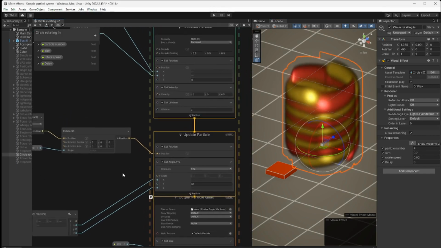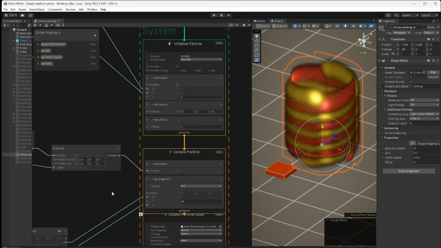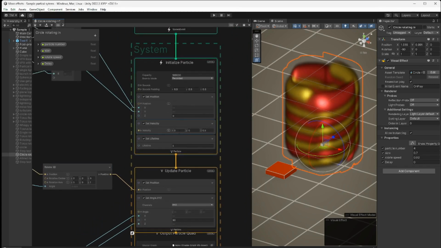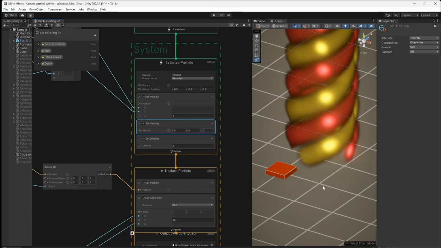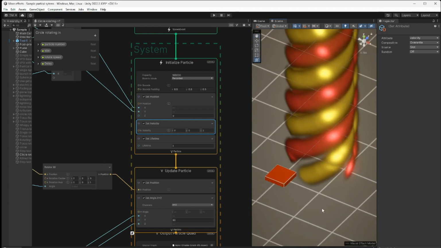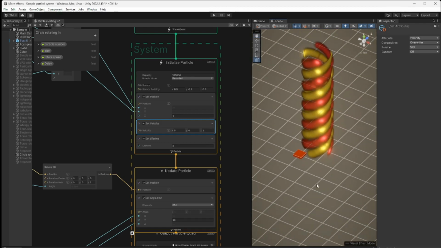I didn't expose the upward velocity here, but if we change this to 2, again, we get this kind of stripe effect of a column coming out. So you can see it's useful for creating patterns of things versus just a random look of things, if that's what you need to do. So this is one way to get those stripes.